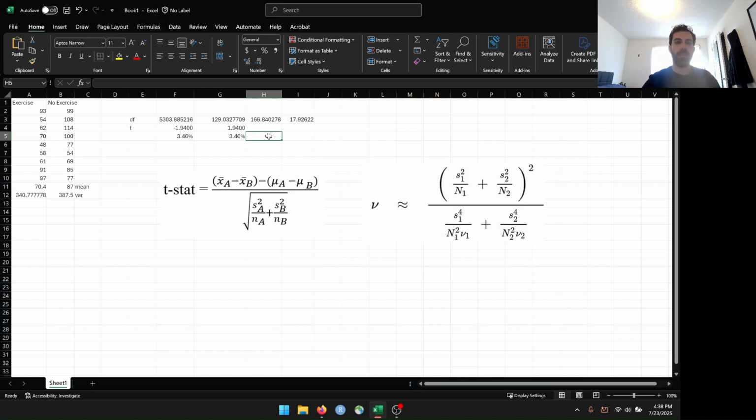So are these different? Well, if I use the traditional alpha of 5% or 0.05, you would reject the null hypothesis that there's no difference in pulse rate between the exercise group and the no exercise group, and conclude that there is in fact a difference.